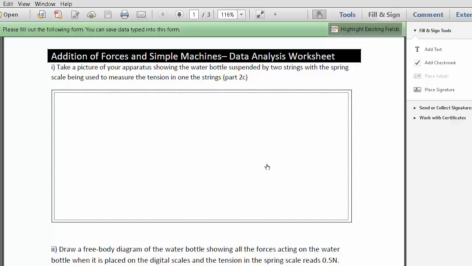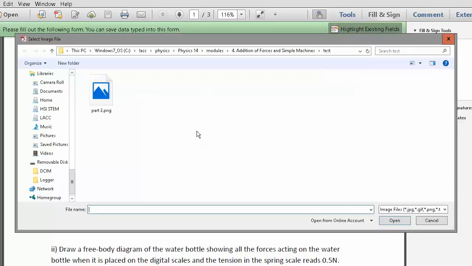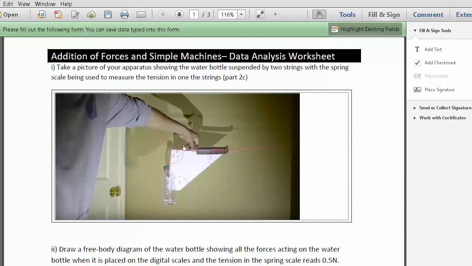This video is to help you with the data analysis for the addition of forces and simple machines lab. In question 1, we upload a picture of the apparatus showing the water bottle suspended by two springs. To do that, we click on the box, browse to where your image is stored on your computer, and open it, and it should be uploaded in the box.